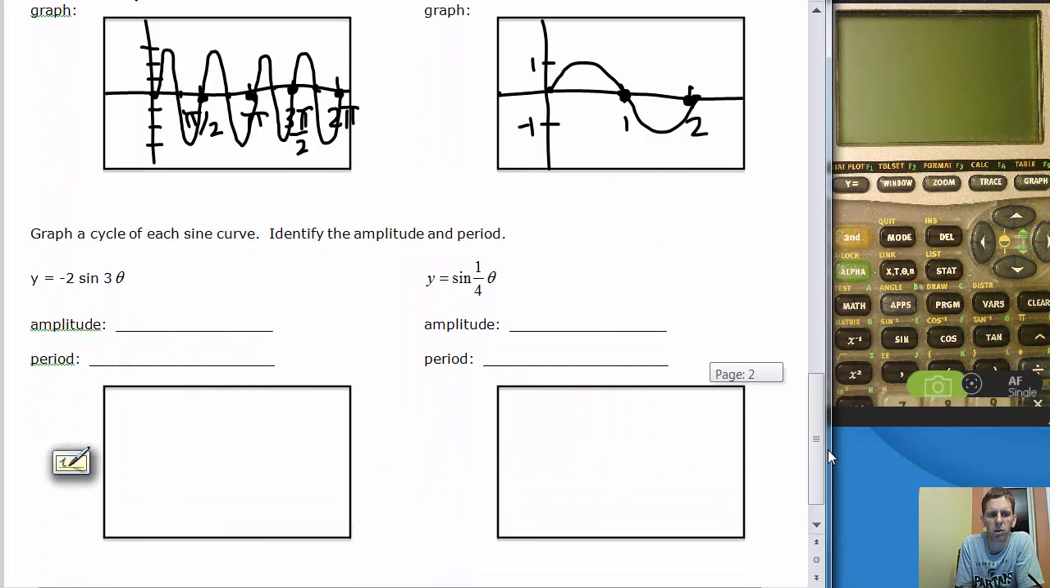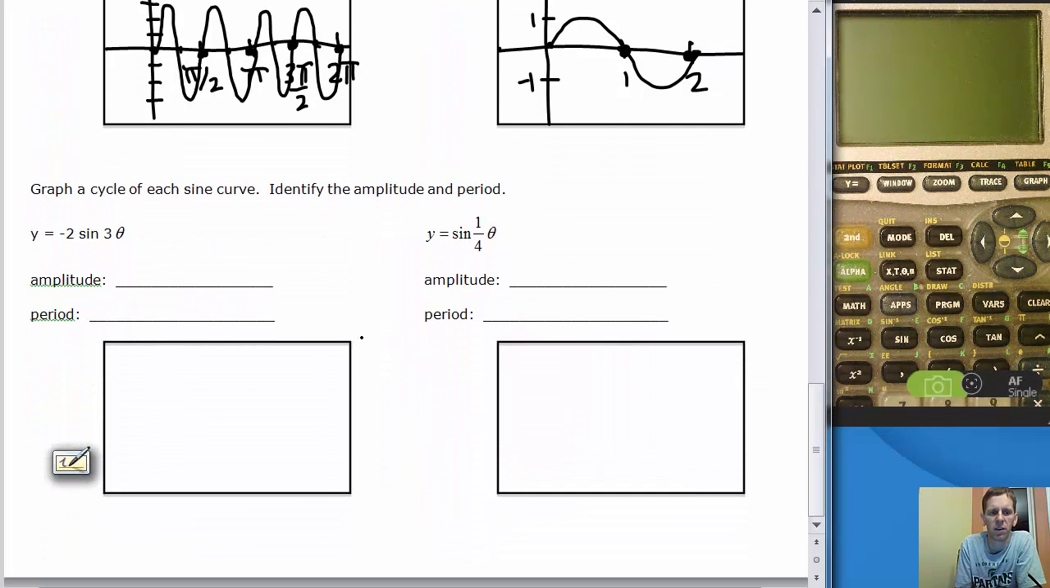Final thing we're going to do here is we're going to graph a cycle of each sine curve, identifying the amplitude and period. I'm going to start with my axes here. This problem, it says -2, so our graph is going to continue to have an amplitude of 2. But this time it's going to go down, up, and down again. So it goes kind of the opposite direction that our other sine curves did.